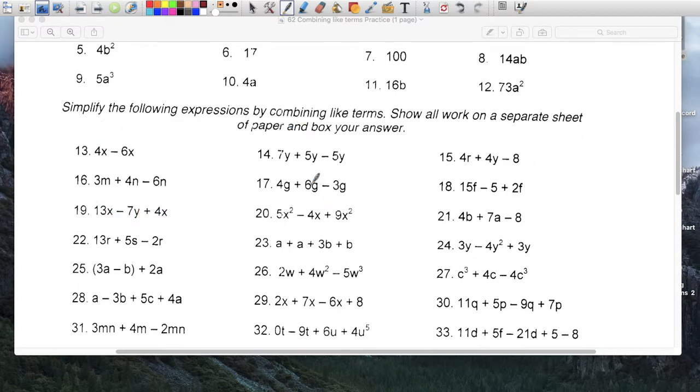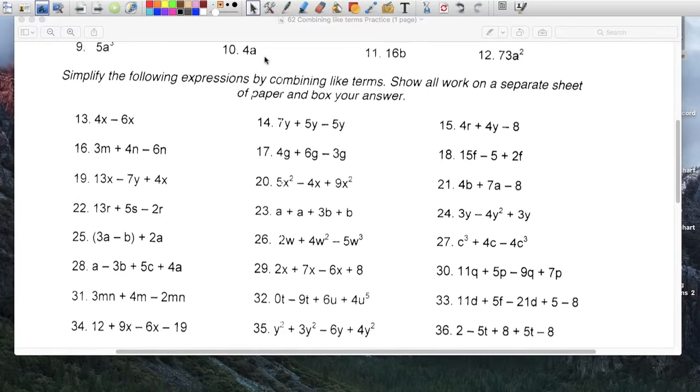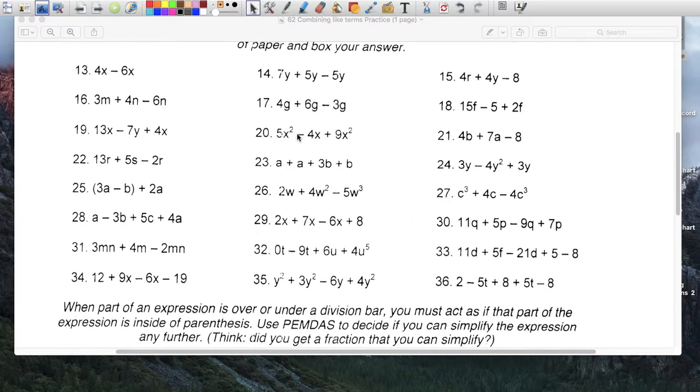20. Well, you can clearly see that the only like terms are these two, the 5x squared and the 9x squared. So again, I'm going to circle the 5x squared. I'm going to circle the plus 9x squared, and I'm going to put a rectangle around the minus 4x. And if I move things around, I get 5x squared plus 9x squared. And I'm going to move that rectangle all the way to the end, and I get minus 4x. My like terms are next to each other.